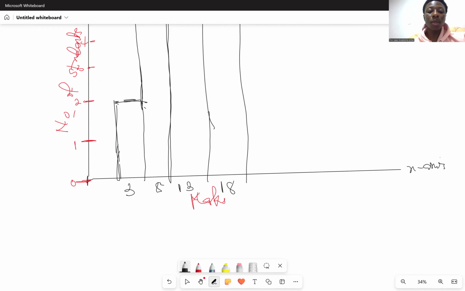Oh, these numbers, right? You put them at the middle. The distances from the start to this point are not equal to the distance from that point to the middle point here also, right? So what do we do? With a histogram, if you are using midpoint, break your graph, break it.